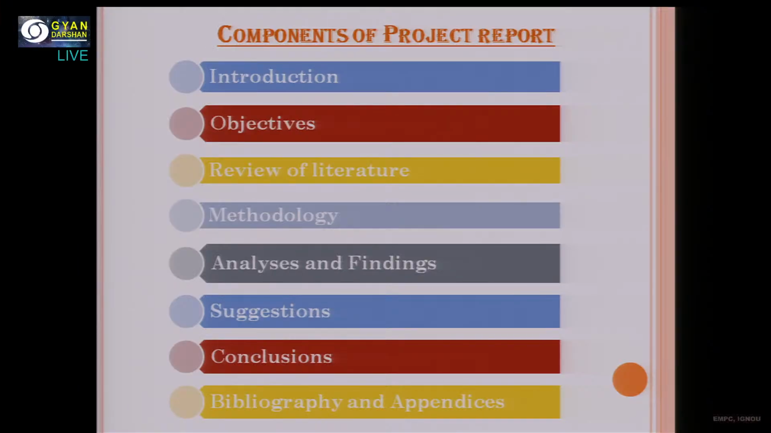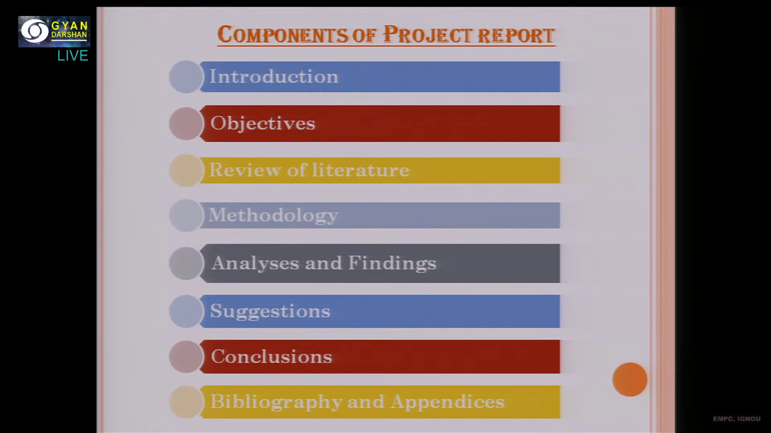Then comes the findings of your study. You may have quantitative or qualitative data of your study. You have to analyze that data, and you can represent those data in the form of tables, diagrams, or pictures, and you have to explain what may be the reasons for those kinds of findings. So that is your resultant discussion, the analysis of your data.